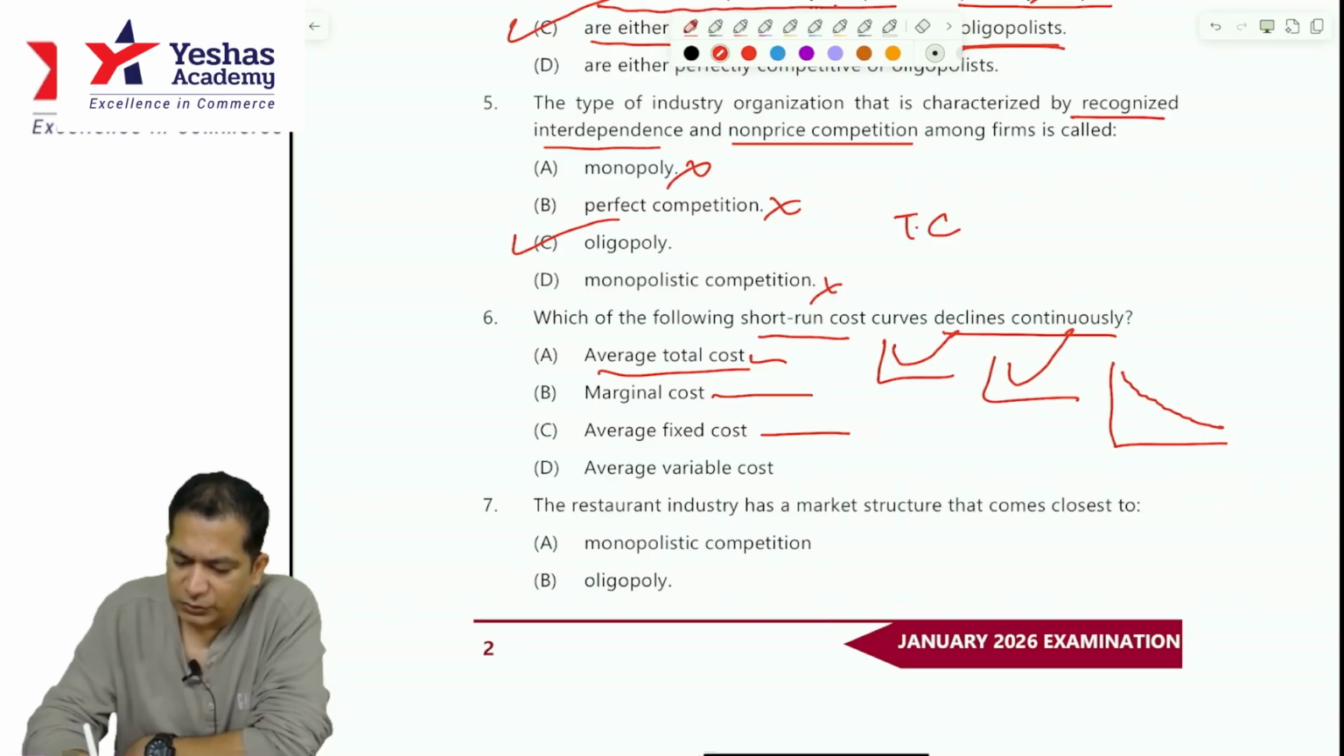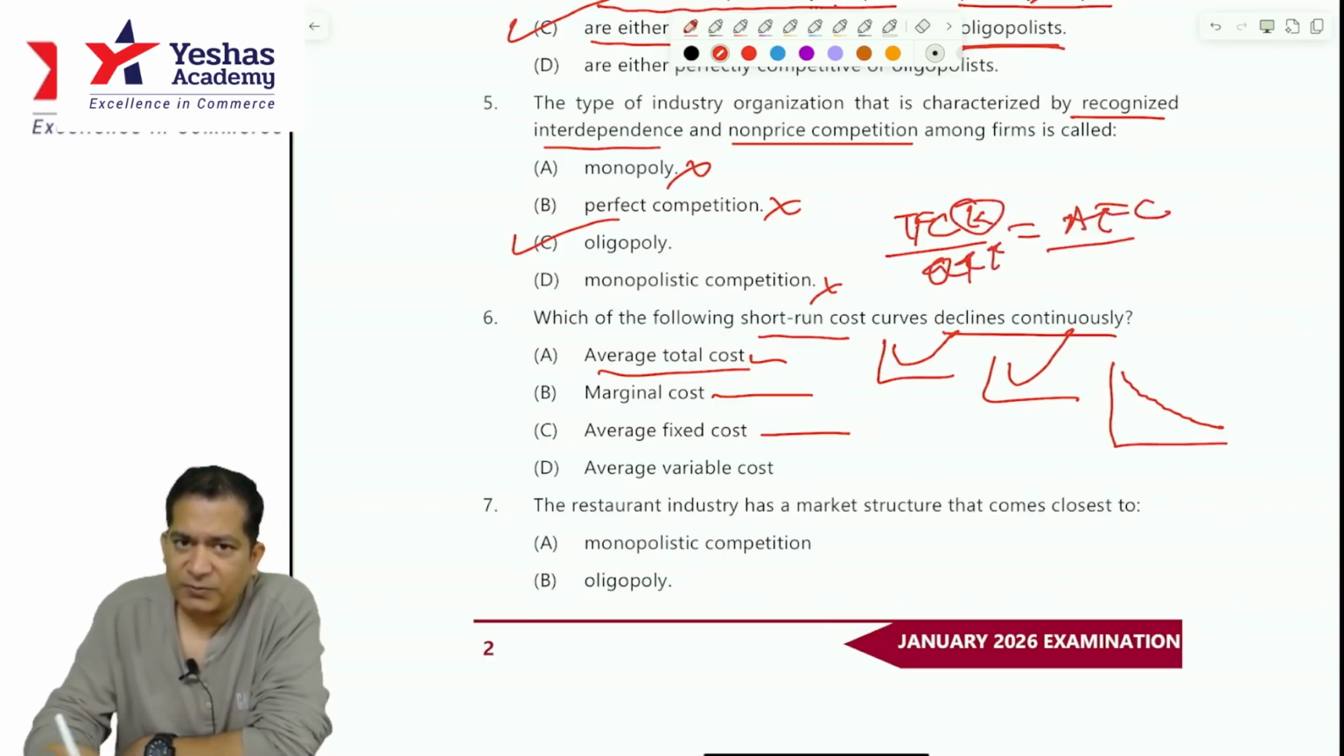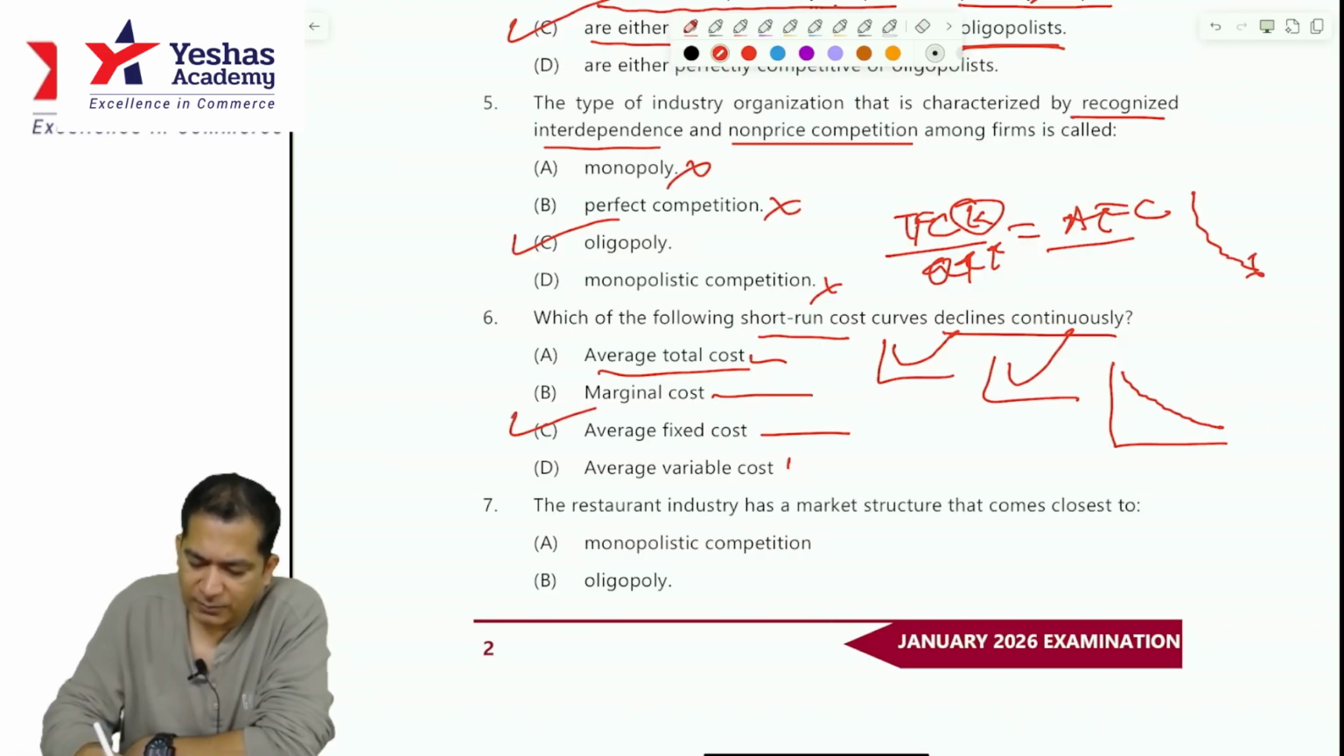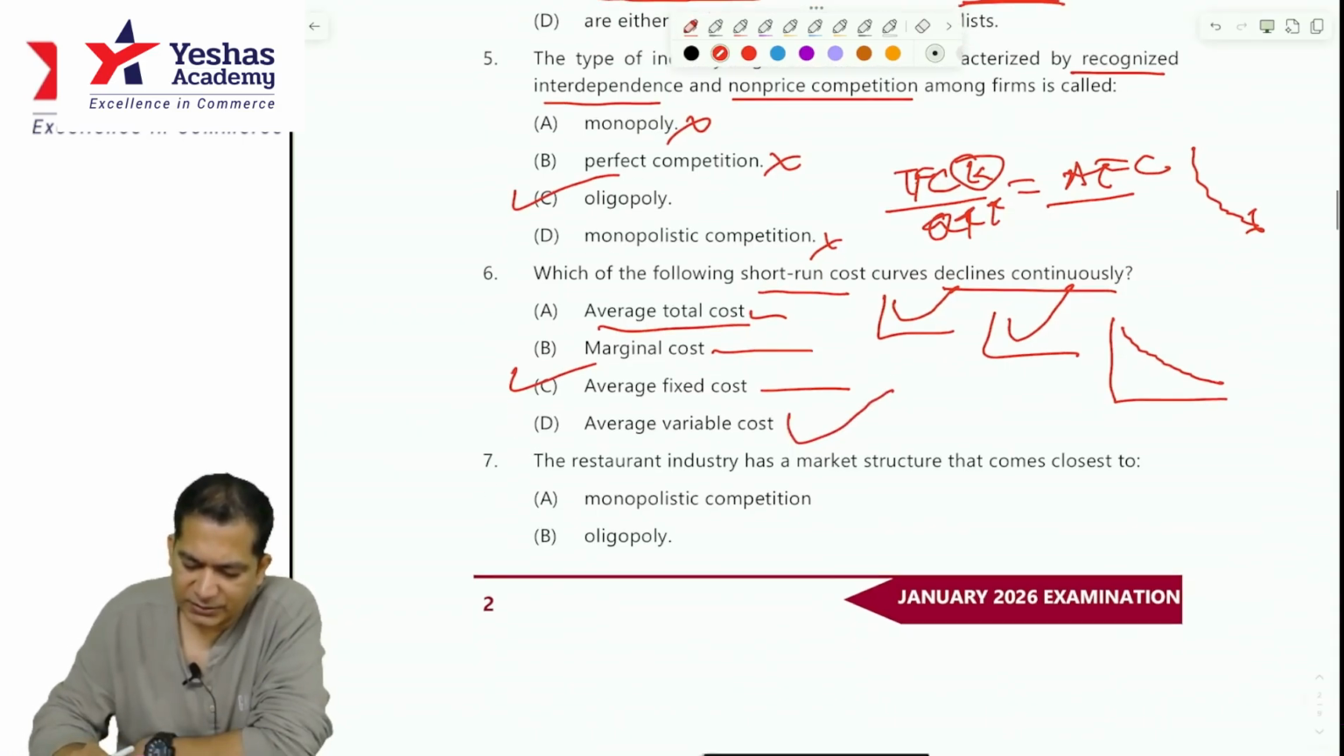Total fixed cost divided by output. This will be your average fixed cost. So don't you think total fixed cost remains constant? And if we go on producing more and more, it means we are increasing the denominator. So as a result, average fixed cost will continuously fall. Average variable cost will again be a U-shape. So C is the answer.